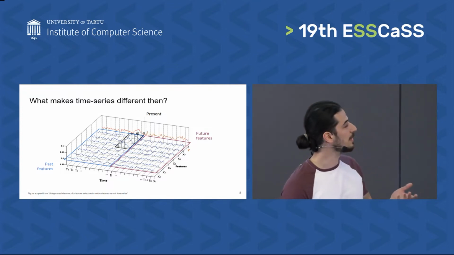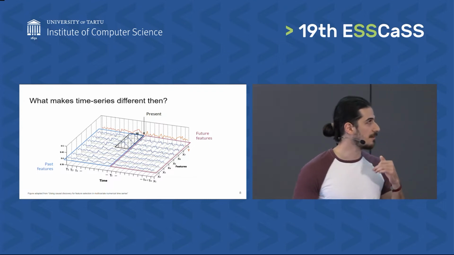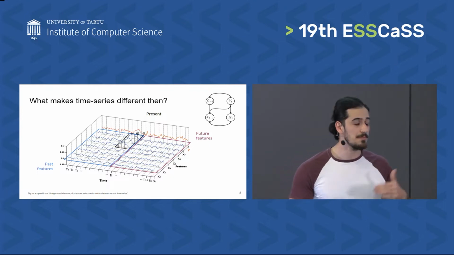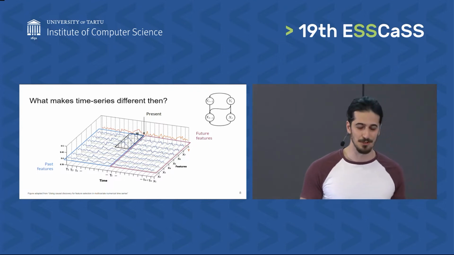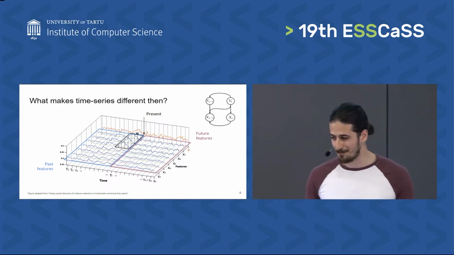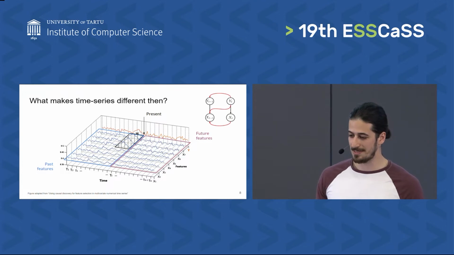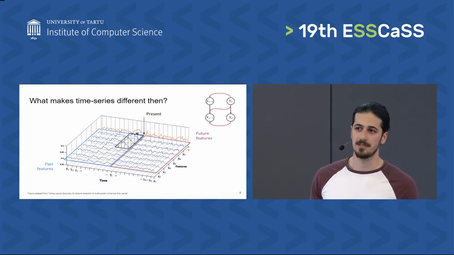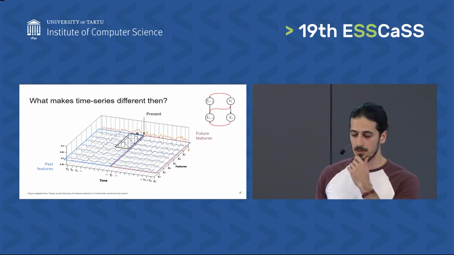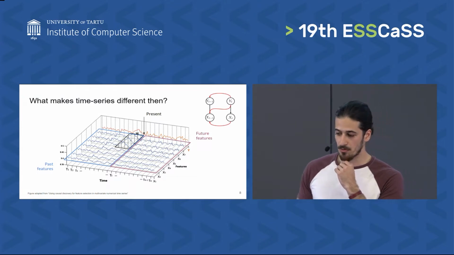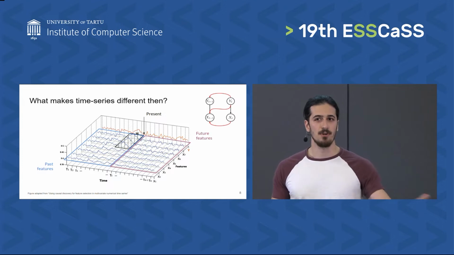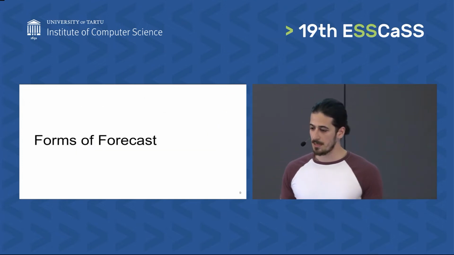The essential thing in time series is that we have time-dependent and time-independent features, and we're aiming at capturing these time-dependent relationships. So the variables are evolving through time.